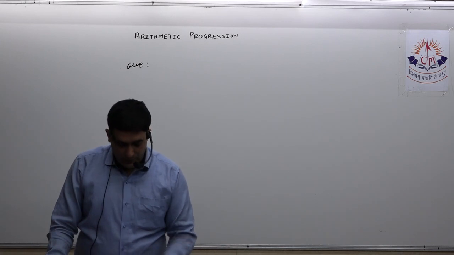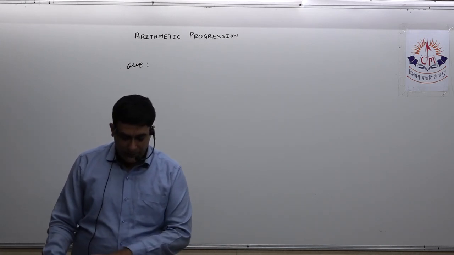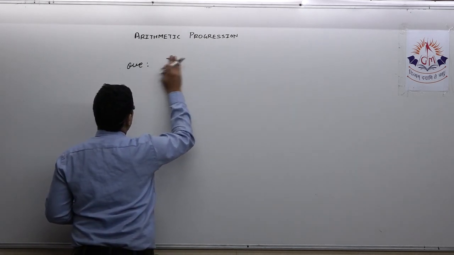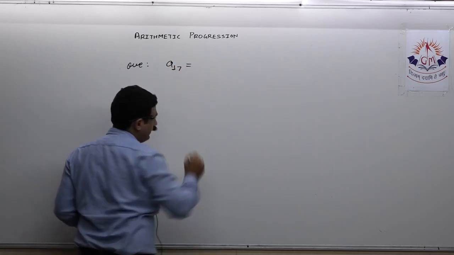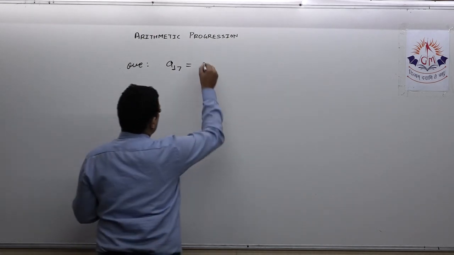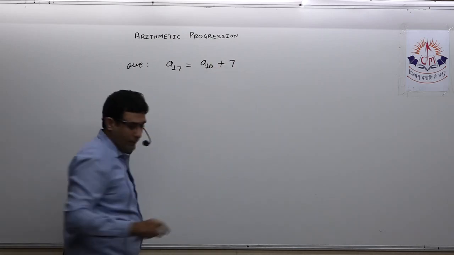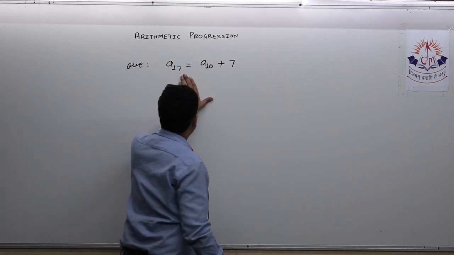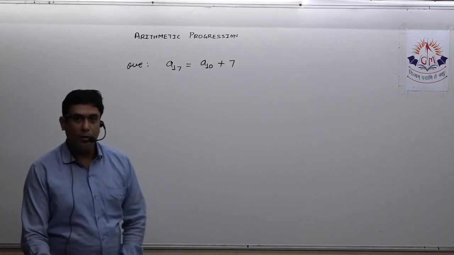Now, 14th question. If the 17th term of an AP exceeds its 10th term by 7, that means this. Then what do you have to find? Then you have to find the common difference.